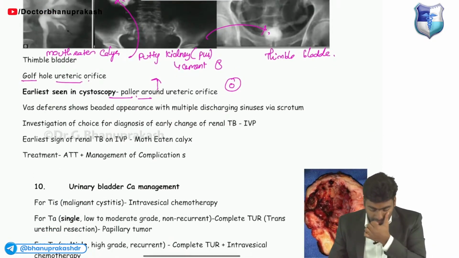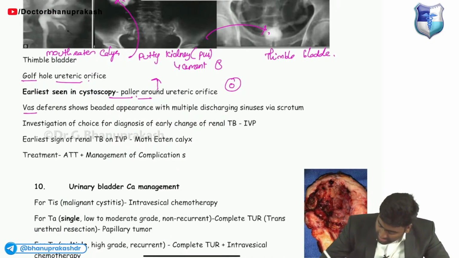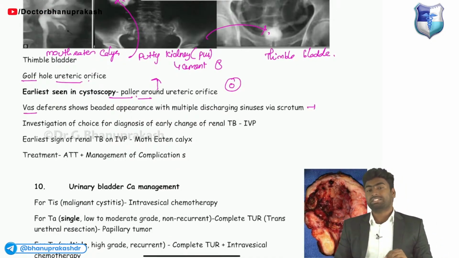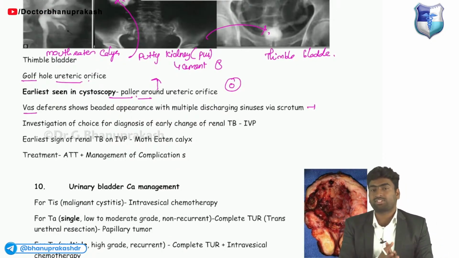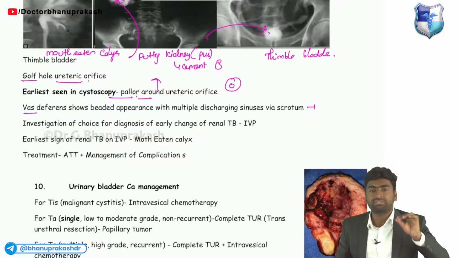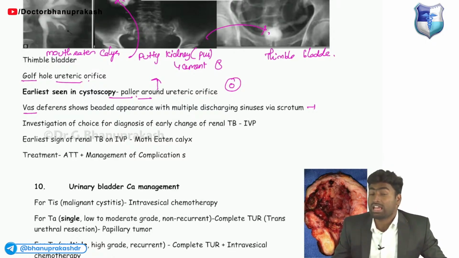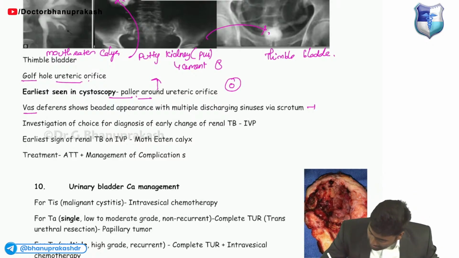Okay. Then it can go ahead and involve the prostate, and it can spread via the prostate. Mostly it will cause infection over the vas deferens, and in the vas deferens it will cause a beaded appearance.